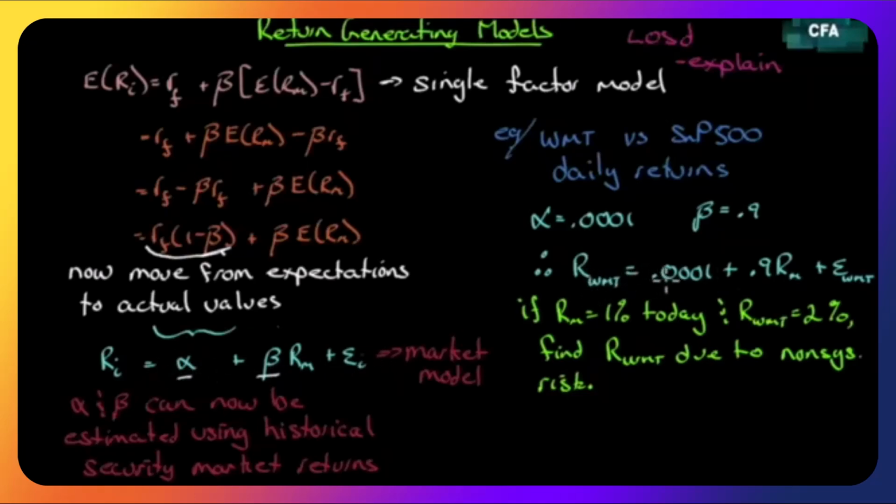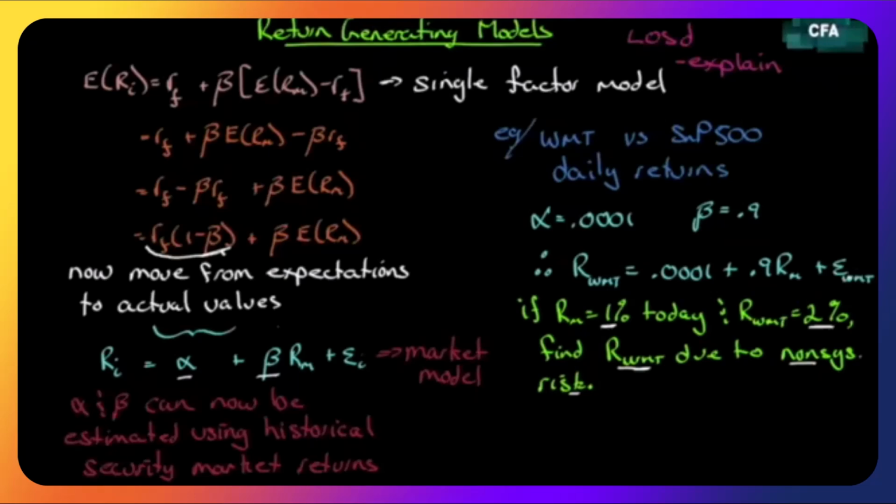error term for Walmart. So on a given day, if the return on the market was 1% and the return on Walmart was 2%, find the return on Walmart due to non-systematic risk only. In other words, of that 2%, how much was due to non-systematic risk? How much was due to systematic risk? Well, we can capture non-systematic risk in the error term. So all we need to do is capture it in the error term. So we can just plug in what we know and solve for E.